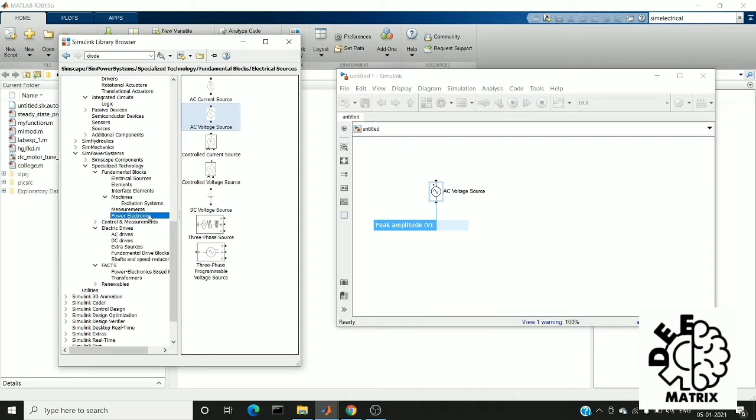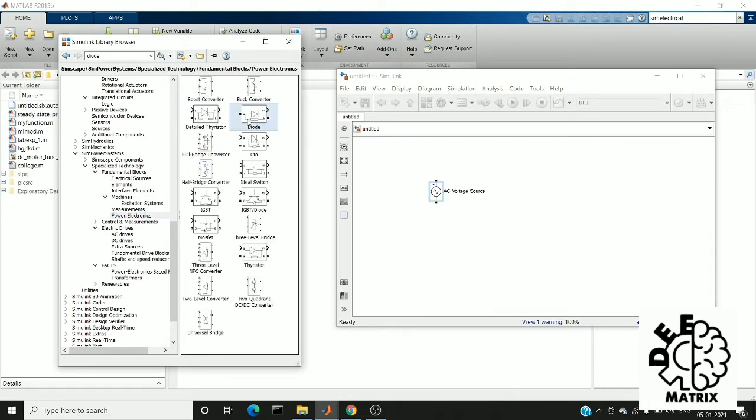Then I need a diode. In power electronics, you can find the diode. So I'm going to connect my AC voltage to the diode. The other end of the diode is connected to the resistance.